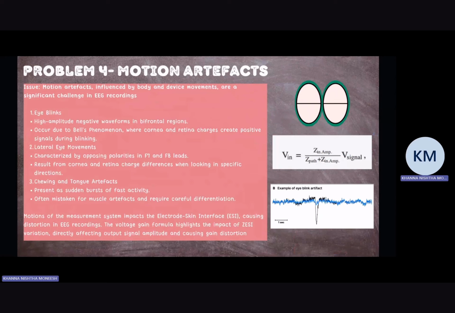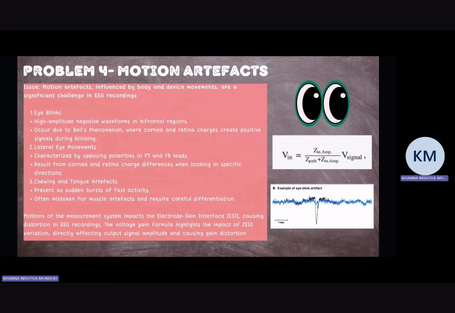Lastly, motion artifacts influenced by body and device movements pose a significant challenge in EEG recordings. Eye blinks are identified by strong negative signals in the frontal part of the brain. This is known as Bell's phenomenon, which occurs because the cornea and retina produce positive signals during blinking. Additionally, lateral eye movements generate opposite signals in specific brain regions due to differences in charge between the cornea and retina. Furthermore, rapid bursts of activity during chewing and tongue movements, often mistaken for muscle artifacts, require careful distinction.